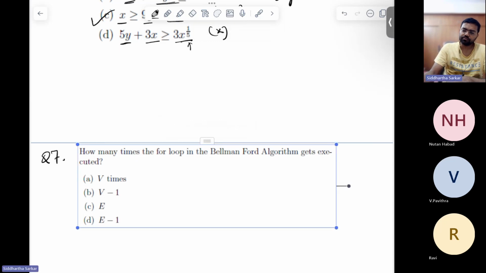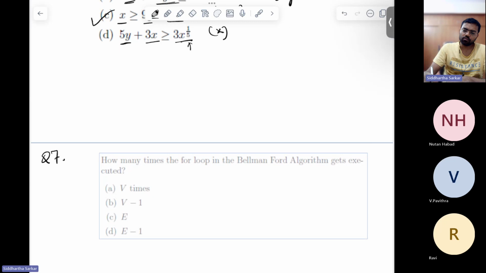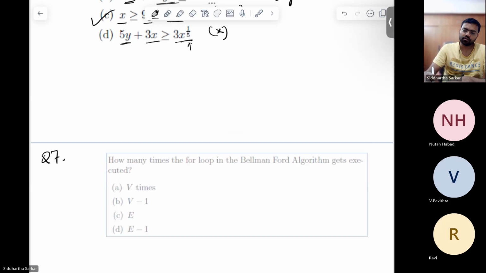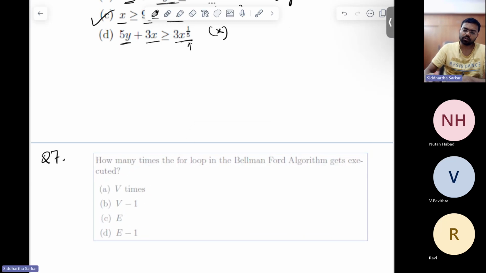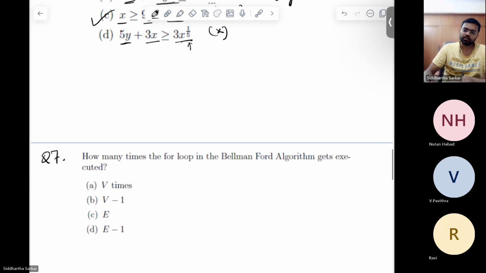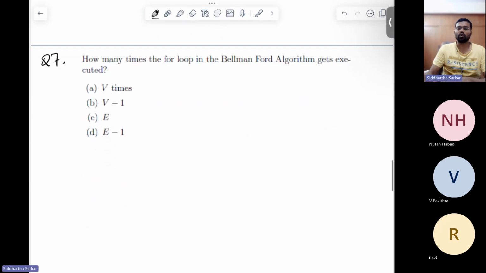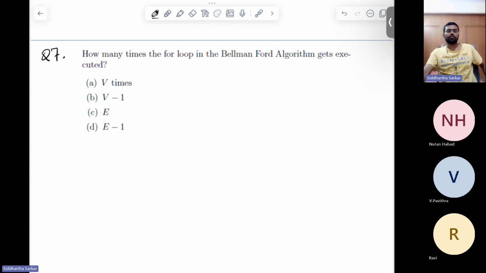Question 7 for today. How many times does the for loop in the Bellman-Ford algorithm get executed? So you see the Bellman-Ford algorithm this time. If you don't recall Bellman-Ford, let me open that for you.